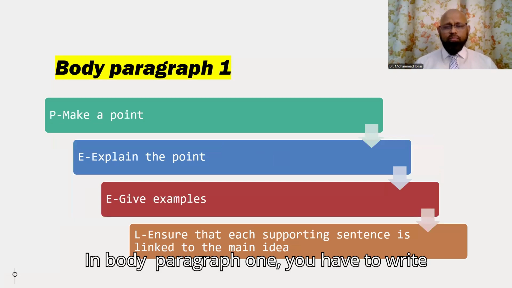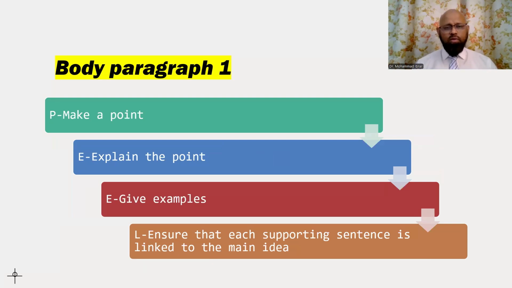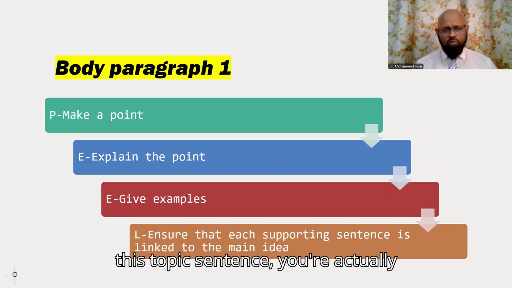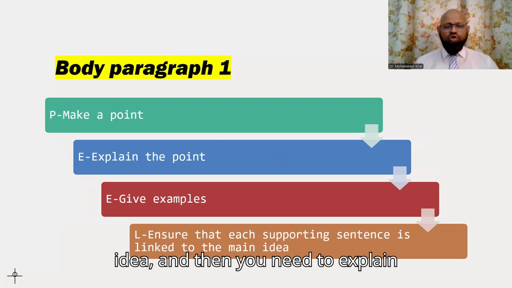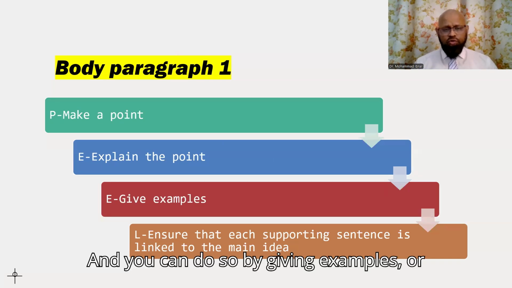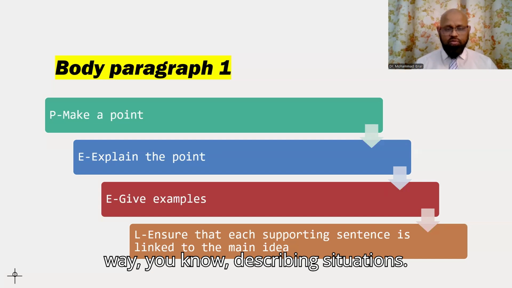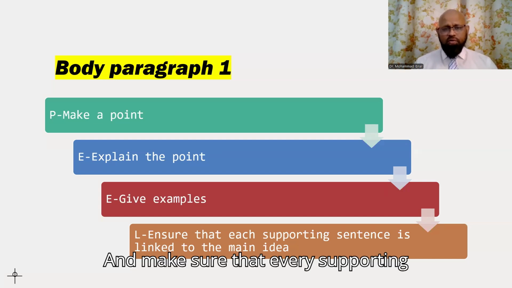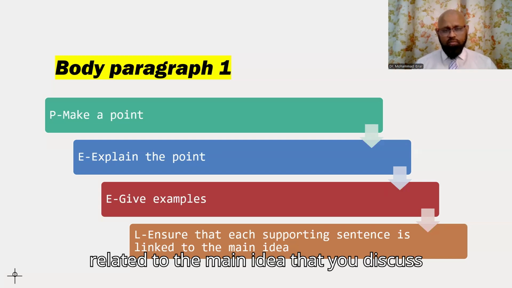In body paragraph 1, you have to write your main idea. You can make your point. You can start with the topic sentence. It's the same thing. When you begin with the topic sentence, you're actually making a point. You're writing a main idea. And then you need to explain this point very well. And you can do so by giving examples, or you can explain in a better way, describing situations. And make sure that every supporting sentence that you write is related to the main idea that you discuss here.